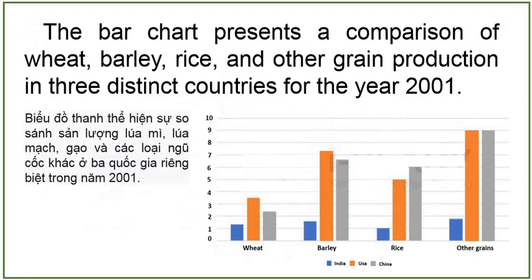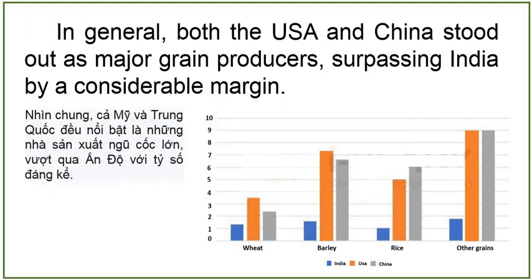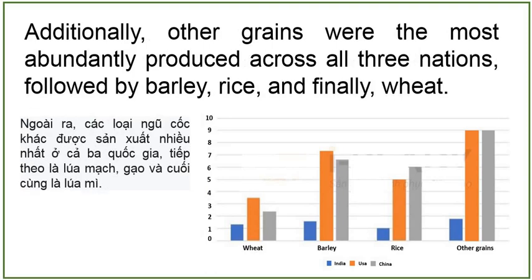The bar chart represents a comparison of wheat, barley, rice, and other grain production in 3 distinct countries for the year 2001. In general, both the USA and China stood out as major grain producers, surpassing India by a considerable margin. Additionally, other grains were the most abundantly produced across all 3 nations, followed by barley, rice, and finally wheat.